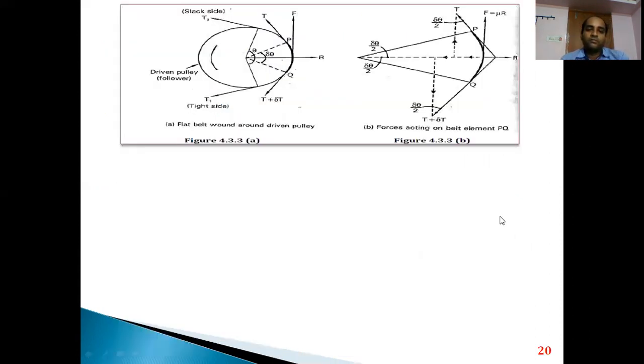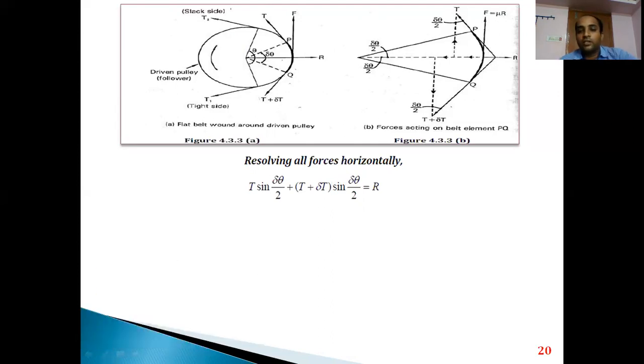Now we start the analysis by resolving the forces first along the horizontal direction and then along the vertical direction. For resolving, we take the help of figure 4.33 B itself, which helps us understand how the forces have been resolved completely. At first, resolving all the forces horizontally, if you observe here from this point, one force is T sin(delta theta by 2), which is acting in this direction as this component.